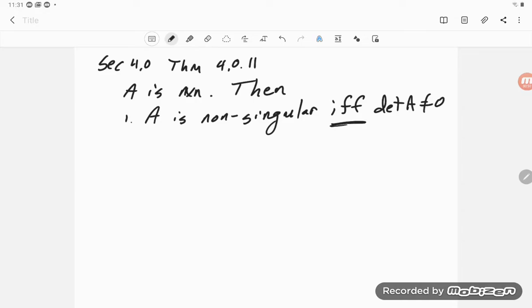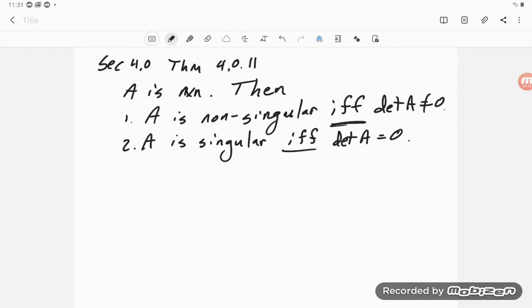Now, since this is an if and only if, this is totally equivalent to saying A is singular if and only if the determinant of A equals 0. So these are really just theorems that are a consequence of all the work that's been done already. And then, of course, the fact that A is singular or non-singular impacts a homogeneous solution.